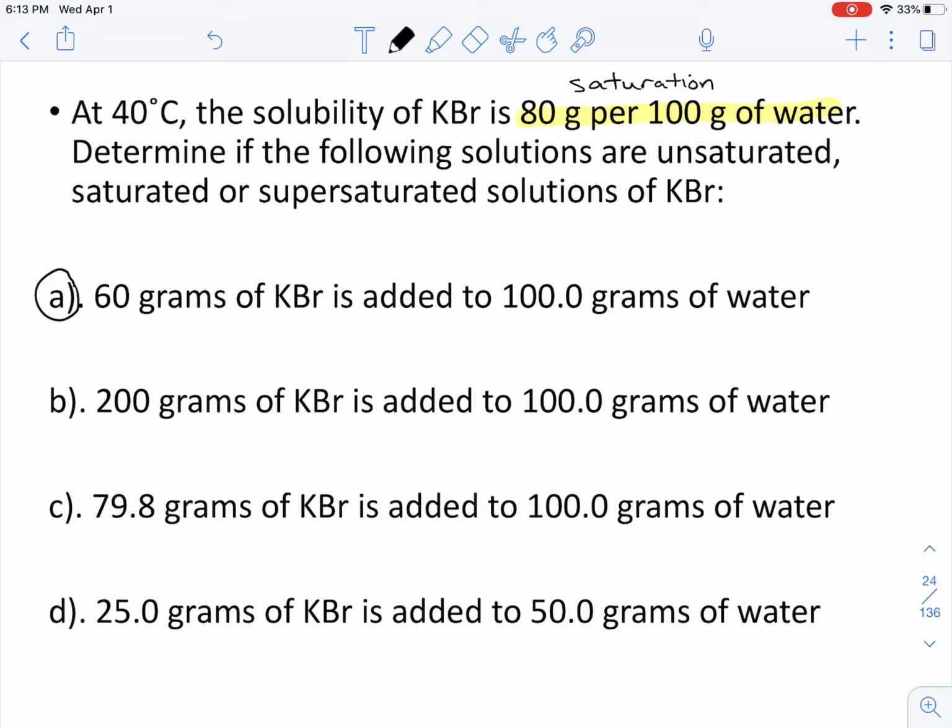So if you had said unsaturated, then you're correct. And so if you have 60 grams of KBr in 100 grams of water, the ratio is basically 60 over 100. And remember that the saturation is 80 out of 100. So since 60 out of 100 is less than 80 out of 100, then this would be an unsaturated solution.